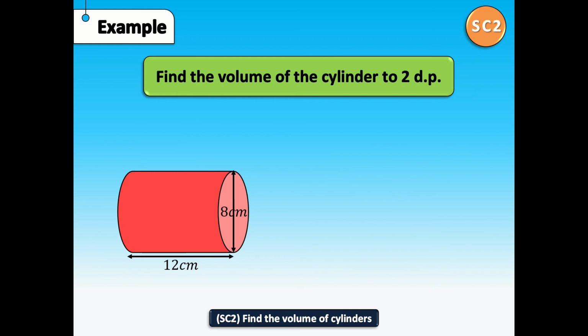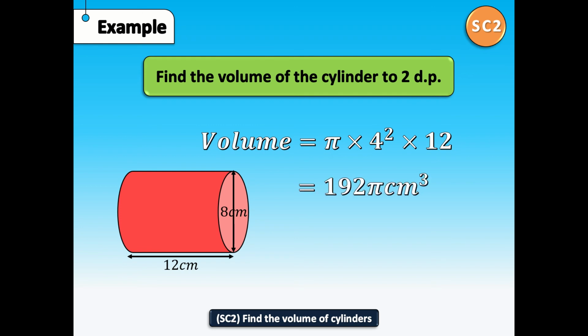Here's another example. Again, I need to find the volume of the cylinder. So I do pi times the radius squared, then times by the height. So in this case, it's going to be pi times 4 squared, because the diameter is 8, so the radius would be 4, and then times by 12. So the volume is 192 pi in terms of pi, and to 2 decimal places, that's 603.19 centimeters cubed.